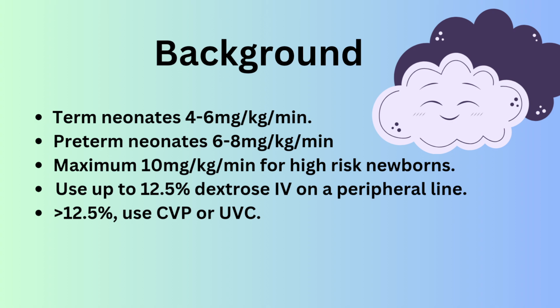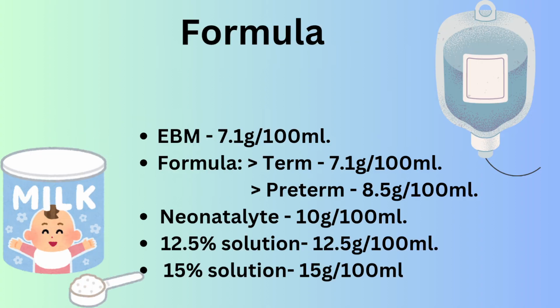So in a case where you need to give more than 12.5% solution, where you have concentrated your 10% neolite to a 12.5% solution or more than that, then you might need to use a UVC or some form of a central line. But if you're giving anything that is less than 12.5%, you can go ahead and use your peripheral line.